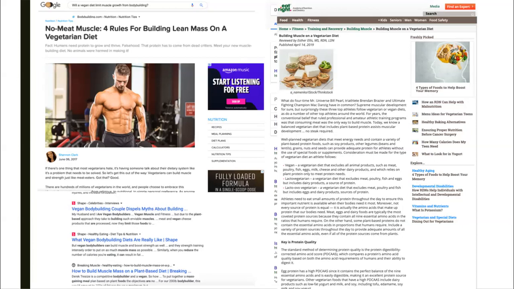4 rules for building lean mass on a vegetarian diet. We don't know who's writing this. These are not scientists usually who are writing these. These are journalists. So I would not take that as accurate necessarily. And then as you can see on the right, we have the one that comes from a .org, and it's written by someone who's a registered dietitian and has a master's degree. So that might have a little bit more credibility when you're reading those.